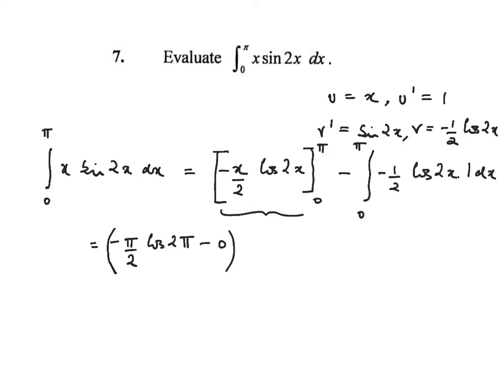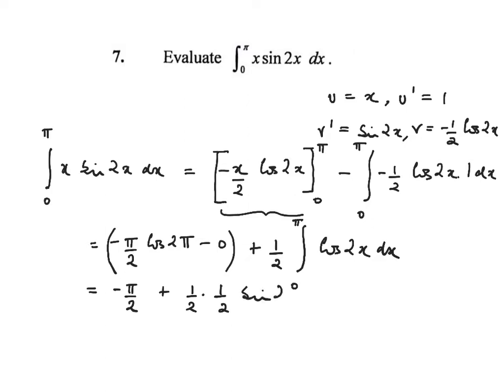Simplifying the integral, minus minus is plus, and I'm going to take out 1/2. So what I have then is the integral from 0 to pi of cos 2x dx. We have minus pi by 2, cos of 2 pi is 1, plus 1/2. When we integrate cos, we get sine, so it's 1 over 2 sine 2x.